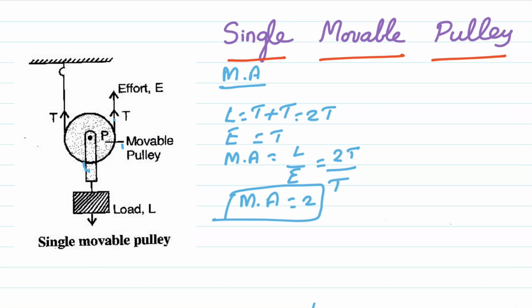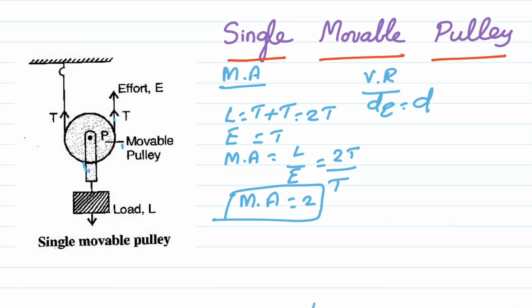Next, we derive an expression for the velocity ratio. So we calculate the velocity ratio for the single mobile pulley. If the effort E pulls up the free end of the string by the distance D, that is the displacement of the effort is D. The effort applied on the free end of the string moves it by the distance D.